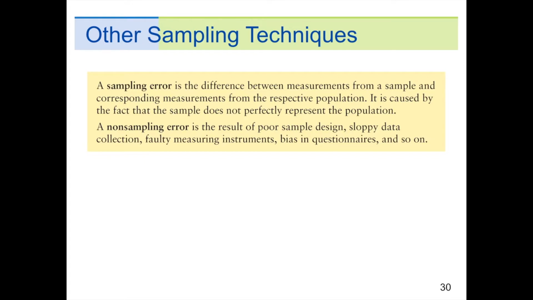A non-sampling error is the result of poor sample design, sloppy data collection, faulty measuring instruments, bias in questionnaires, and so on. So if you have a good sample, you still have an error because of the fact that it's a sample. But a non-sampling error would be something based on what you did to collect the sample, an error you made in collecting the sample.